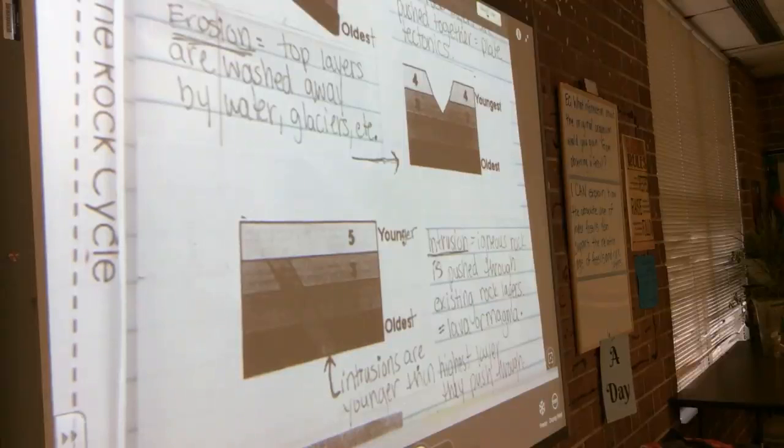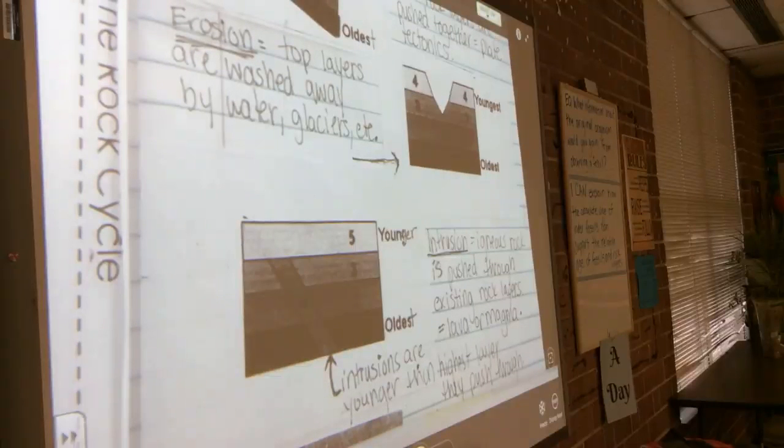Now, if that intrusion had reached all the way to the surface, it would be younger than any rock layer on that picture. It'd be younger than number 5. But it stops after 3.